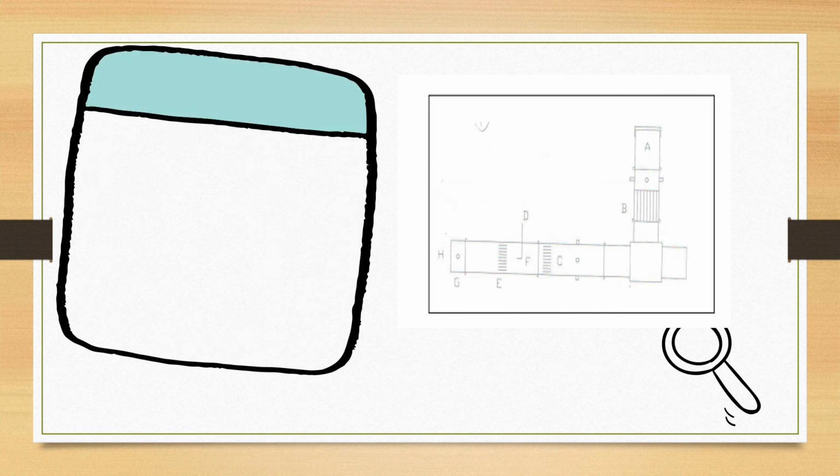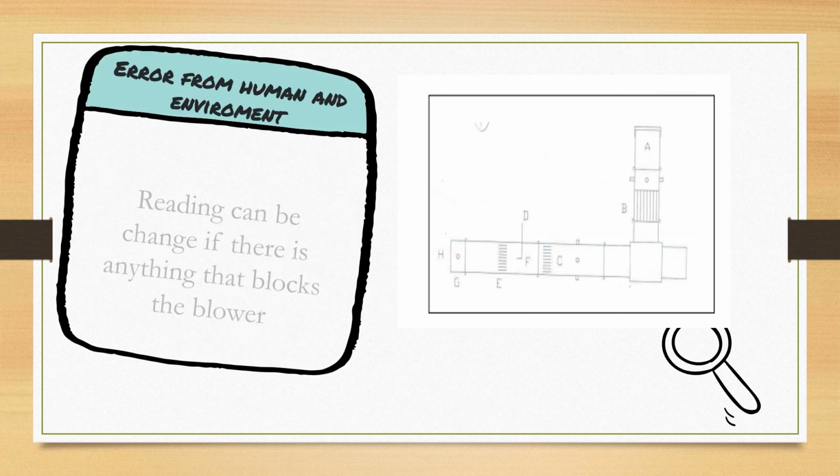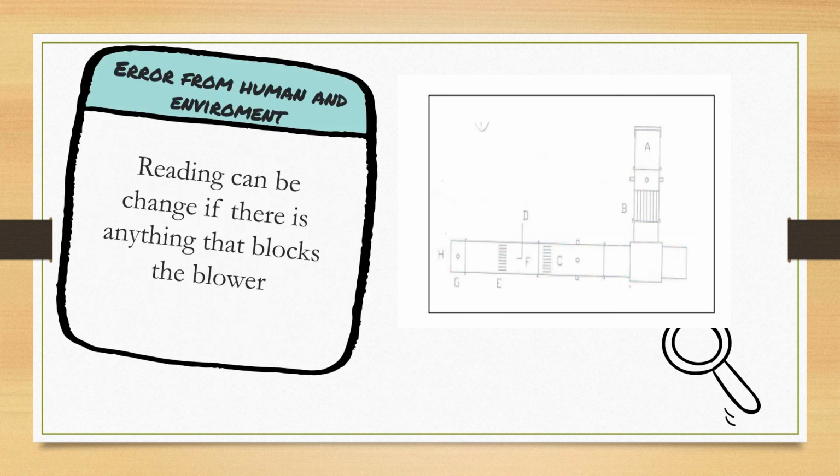Apart from that, we also found errors from human or environment. The reading can be changed if there is anything that blocks the blower, even to determine the datum point for the pitot tube. Static scale, the pitot static tube should be pushed into the duct until the head touches the side wall. There will be changes in the reading in case the push is too hard until it bends the nose of the tube away from the wall.